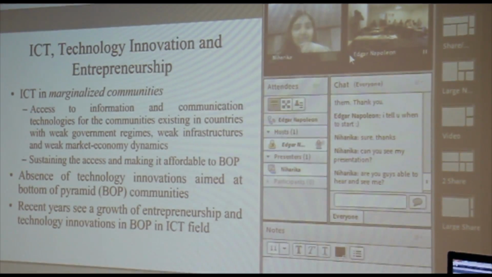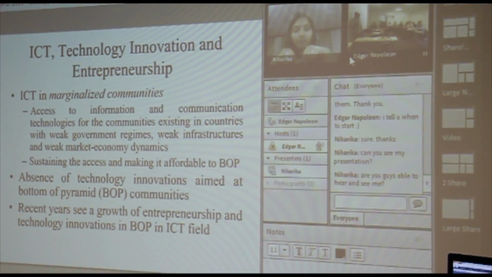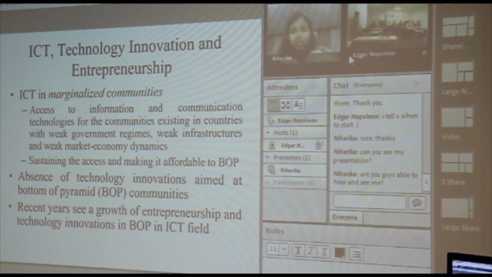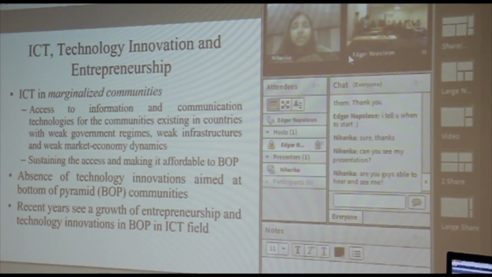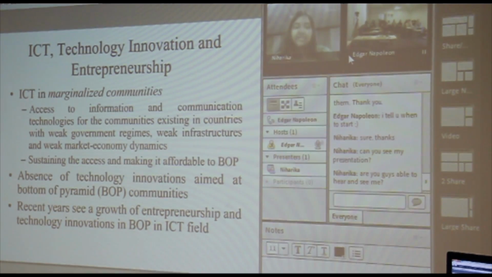And we move on to the next part, where we try to connect technology innovations and ICT, because what we are seeing right now is a lot of technology innovations are aimed at, let's say, a larger market, or perceived to be a larger market, which is the customers who can buy the products and can sustain the services from the companies.